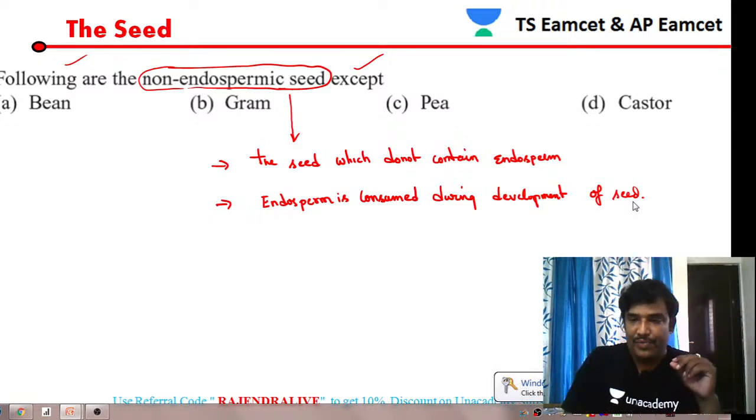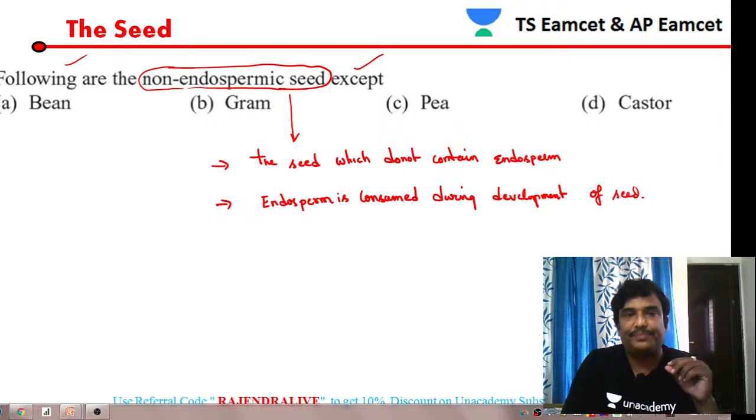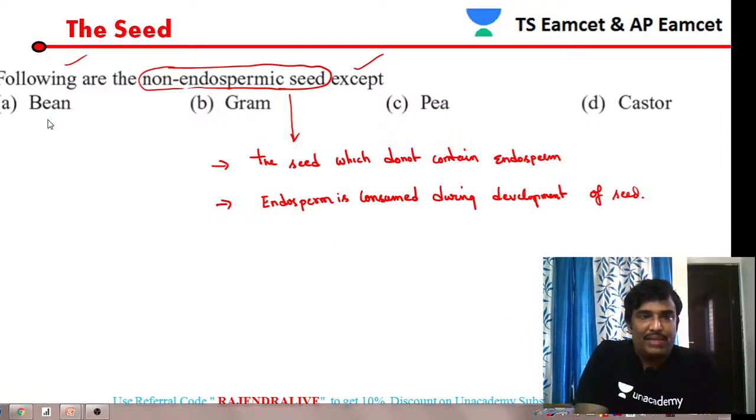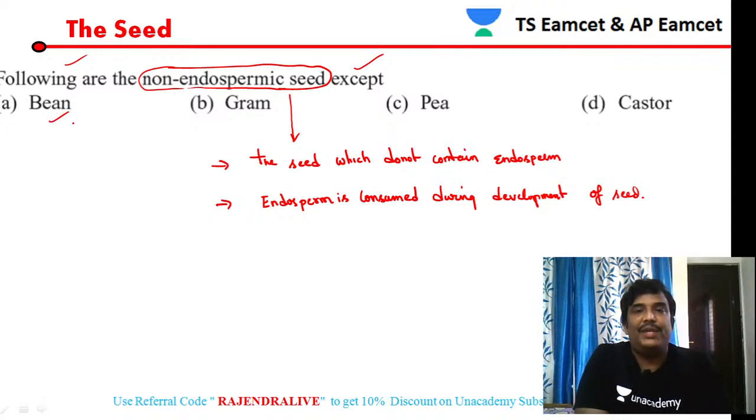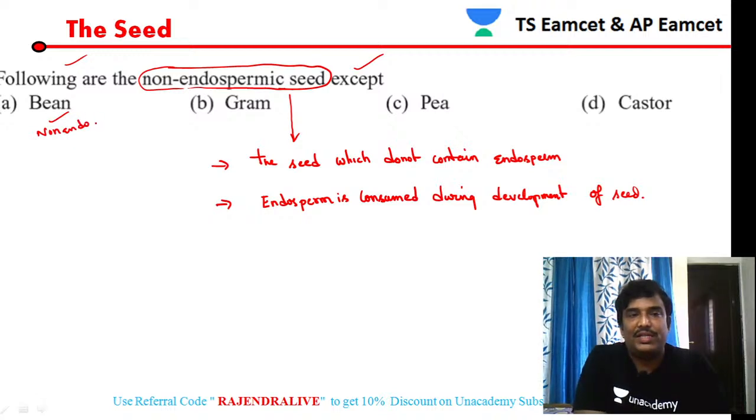Now, the question was asking which of the following are non-endospermic seeds, except. Let us see bean. Bean is a non-endospermic seed, no doubt about it. If the cotyledons do not contain any endosperm, it is non-endospermic. Bean is a Fabaceae member. Similarly, gram is also a Fabaceae member. All these Fabaceae members are non-endospermic seeds. Pea is also a Fabaceae member, so it is also a non-endospermic seed.